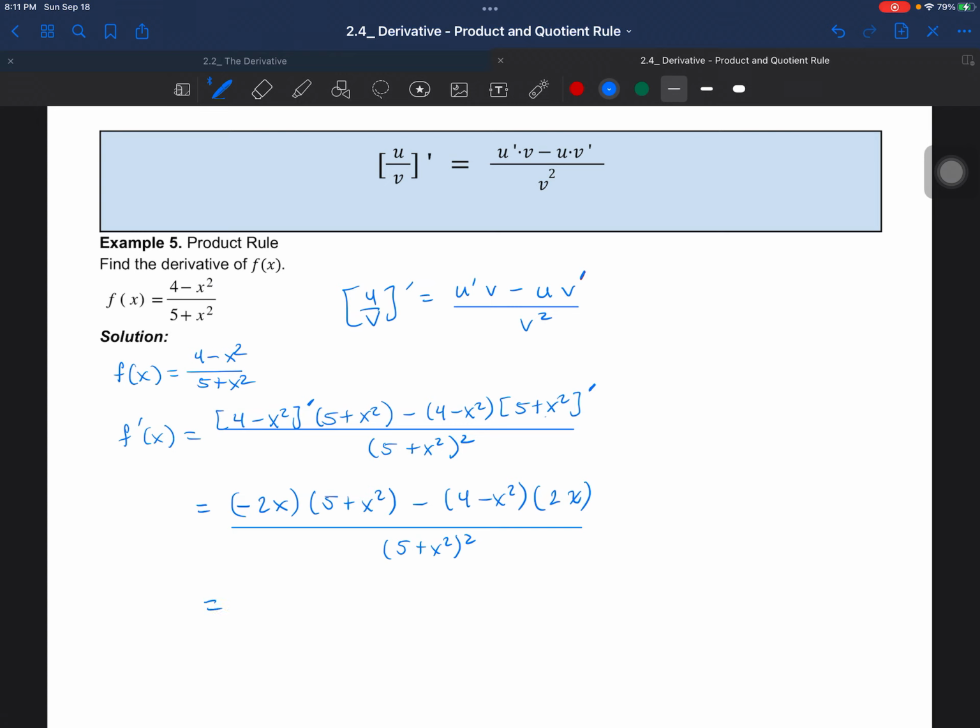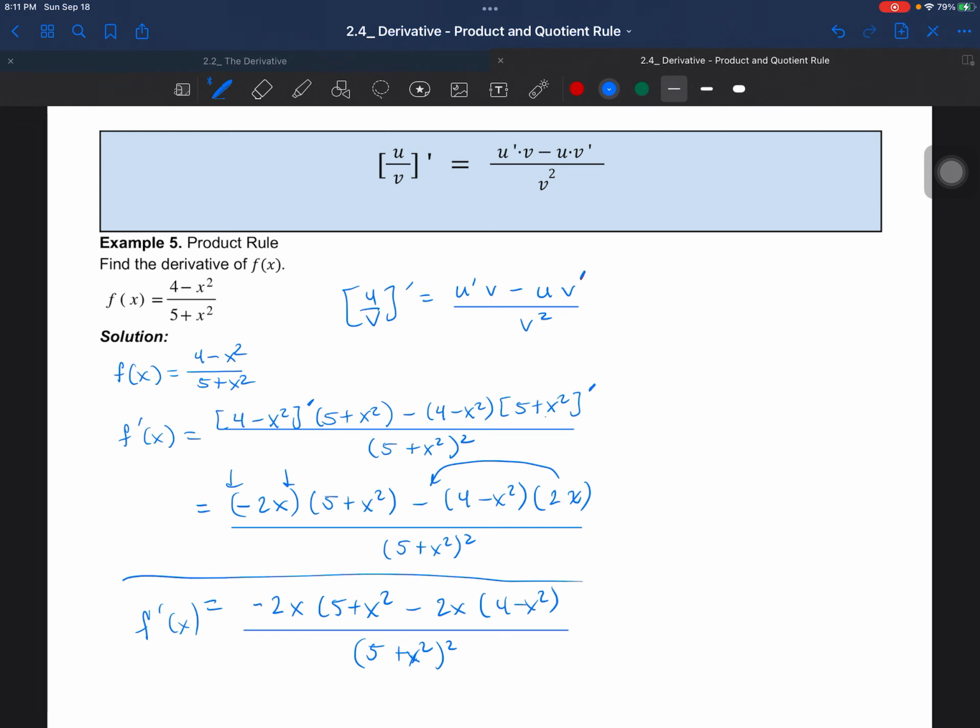That's your derivative, and at this point that's how we're gonna leave it. We can just write it as negative 2x times 5 plus x squared minus 2x times 4 minus x squared. What I did there is I just put this in the front and dropped these parentheses, and divided by 5 plus x squared, squared. And that's your derivative. And there you go. I hope you guys find this helpful.